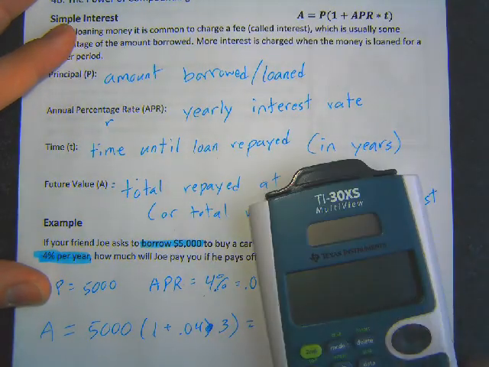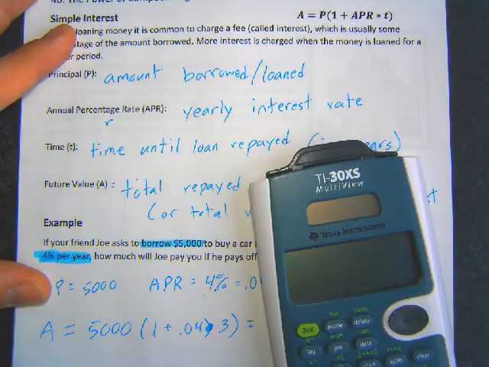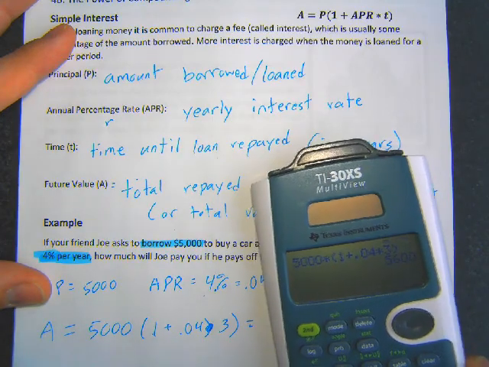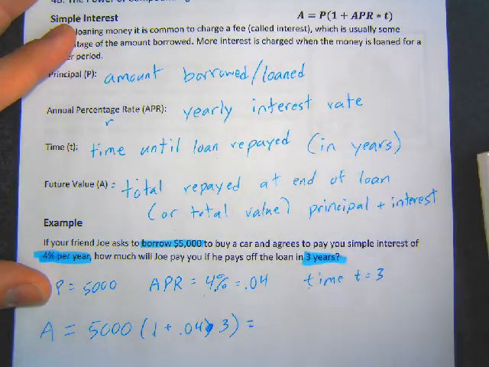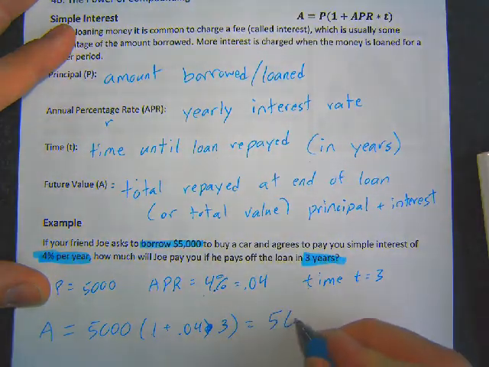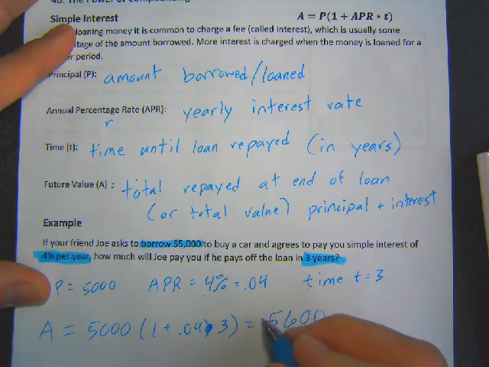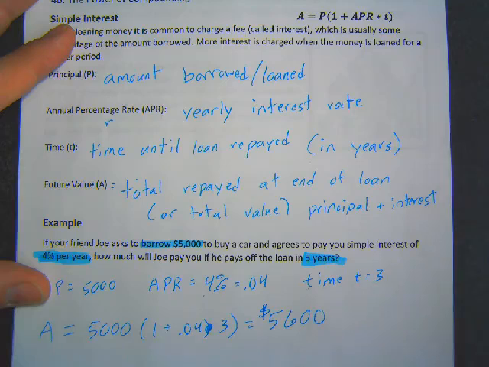We'll grab our calculator, throw that in. We have 5,000 times parentheses 1 plus 0.04 times 3. Close that off, and that should give us our amount. And it should be more than 5,000 because we started with that for principal, and it is. It's 5,600, which is a reasonable amount for 3 years worth of interest at a nice 4% interest rate. So we got 5,600 for that amount.